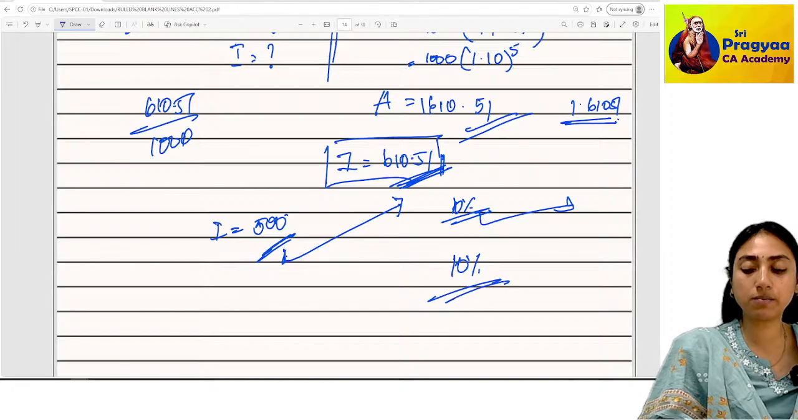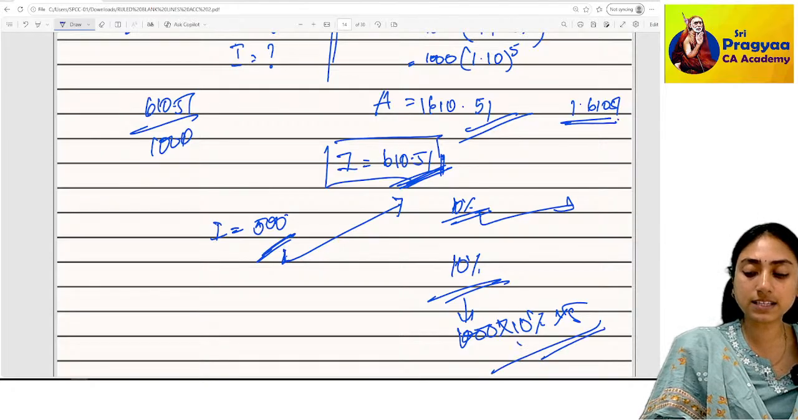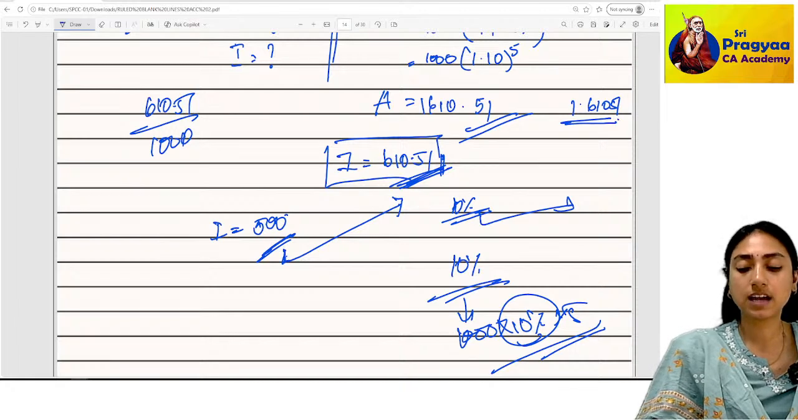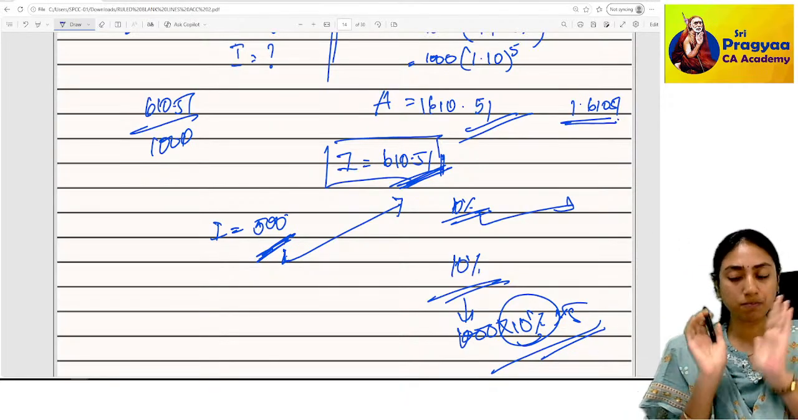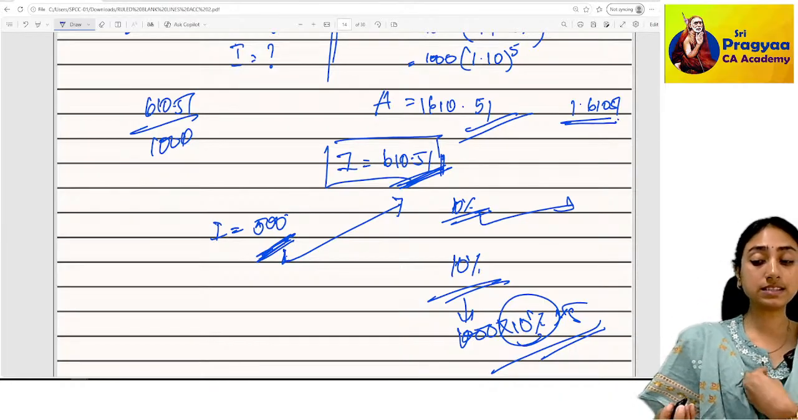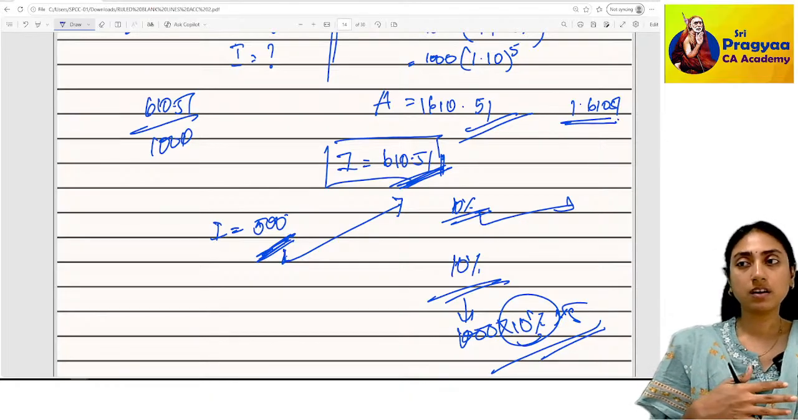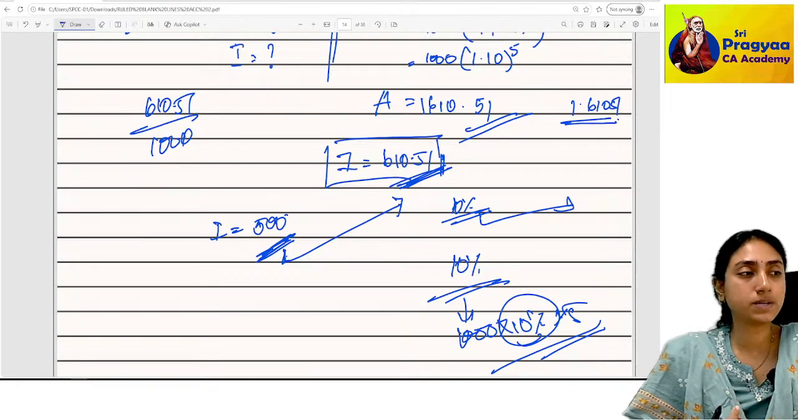If it is simple 10%, how will it be calculated? Just 1000 into 10% into 5, that's all. But my interest rate is not 10%. If it is simply 10%, I will end up earning only 500. Forget simple interest, compound interest. If it is simply 10%, I will earn only 500. But in this particular scenario, I have earned much more than 500. So what is my effective interest rate? It is not 10%, right?